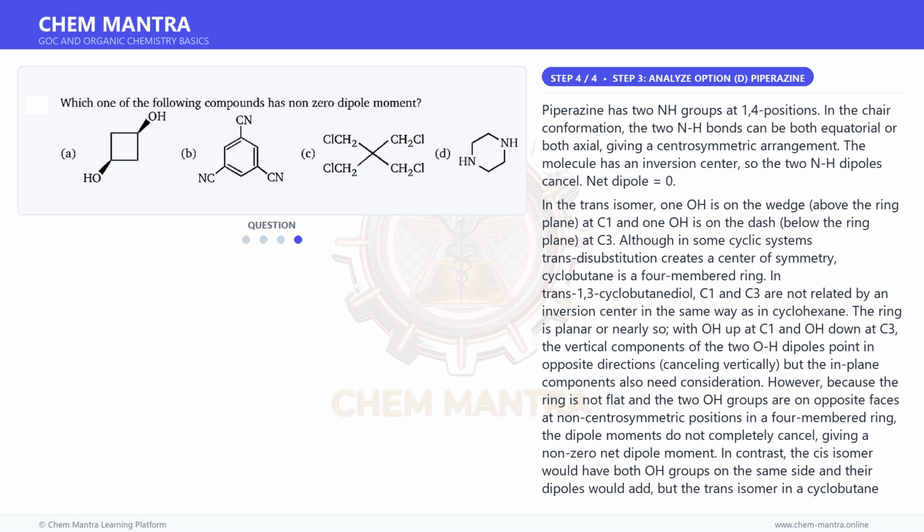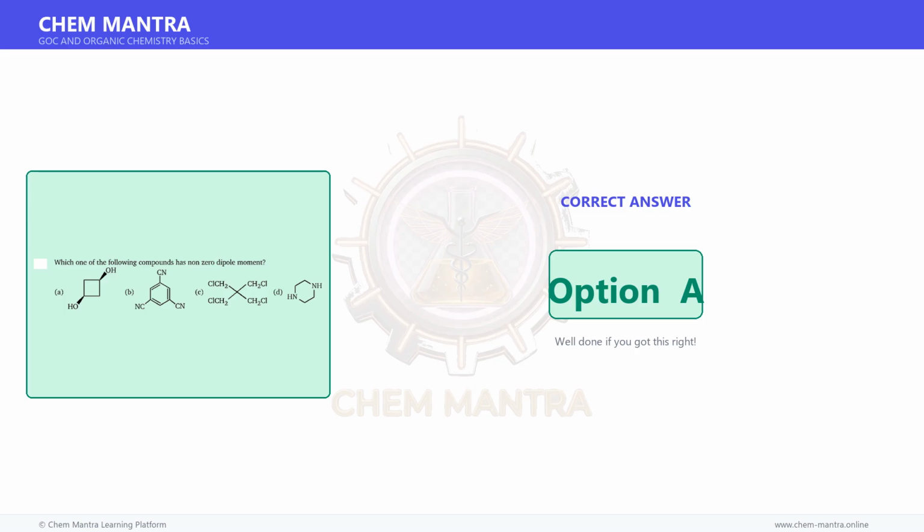Options B, C, and D all possess sufficient molecular symmetry, C3v, Td, and Ci respectively, to cause complete cancellation of bond dipoles, resulting in zero net dipole moment. Therefore, the correct answer is option A.